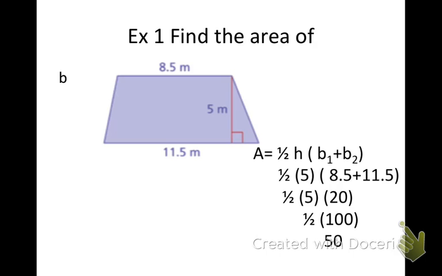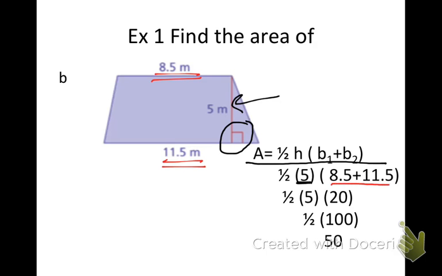Okay, so here's our second example. Again, look for that 90-degree angle to find your height. Following the rules again, I'm writing down my formula. Area equals 1/2 height times base 1 plus base 2. So I have found my right angle. Therefore, I know 5 is my height, so I plug that in. I find my two bases. So I have my two bases, 11.5, 8.5. Those are my two bases.